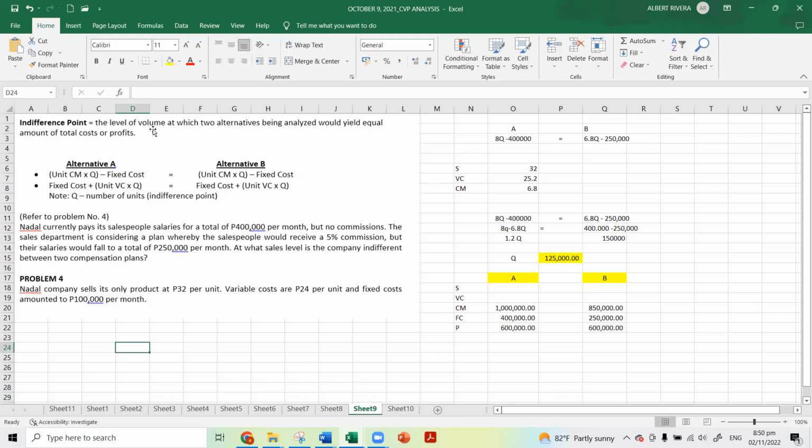Why? Because the indifference point is the level of volume at which the two alternatives being analyzed would yield equal total cost or profits. So you have the formula here. That is unit CM times the quantity minus fixed cost equals unit CM times quantity minus fixed cost. Okay? And use algebra to come up with the corresponding level of quantity, which would be the indifference point. Or you can use another formula, and that is your fixed cost plus the unit variable cost times quantity. So here, let's have problem 4.